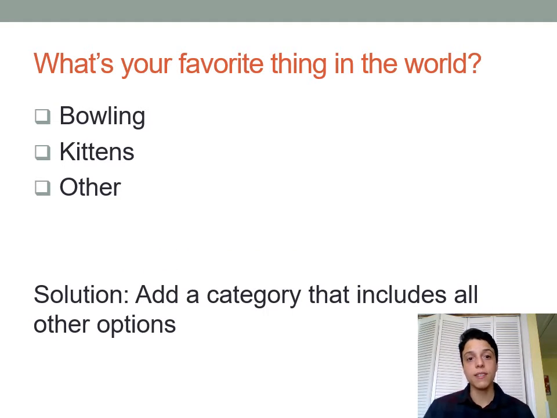The solution to this, if you have a question like this one, is to just include an other category. So now if you're to answer this question, we have exhausted all options. Either your favorite thing in the world is bowling, your favorite thing in the world is kittens, or your favorite thing in the world is something other than bowling and kittens. So now we have a variable, favorite thing in the world, where the attributes are exhaustive. We've covered all possible things that you could have as your favorite thing in the world. So bowling, kittens, or other.